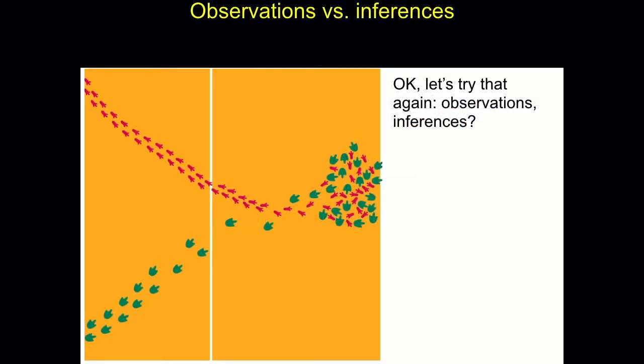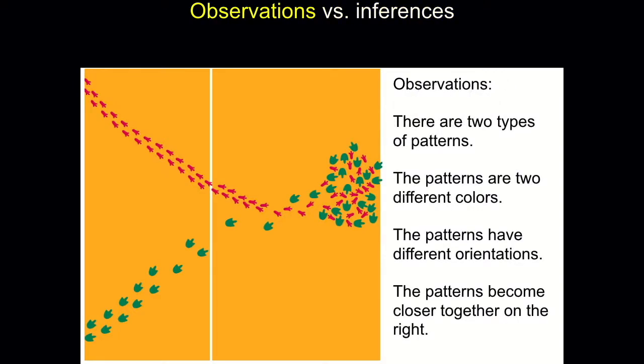Okay, let's try that again. Let's think about the observations and the inferences shown in this particular picture. Here are some observations. There are two types of patterns. The patterns are two different colors. The patterns have different orientations, and the patterns become closer together as we move towards the right.